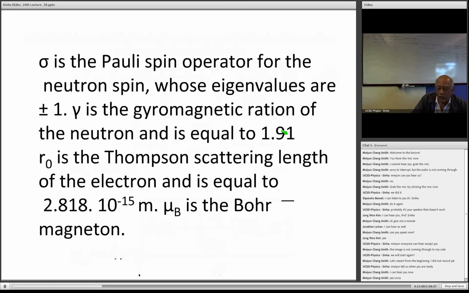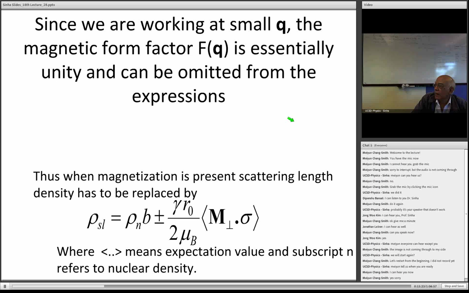Can we have the next slide, please? So as I've defined all the quantities, sigma was the Pauli spin operator for the neutron spin, with eigenvalues plus and minus 1. Gamma is the gyromagnetic ratio, I'm sorry for the misspelling here, of the neutron, equal to 1.91 and so forth. And I've defined these terms. Can I go into the next slide, please?